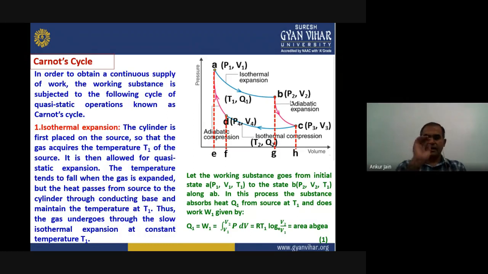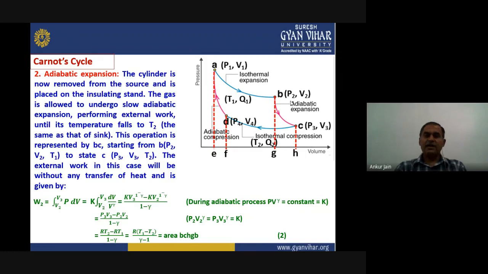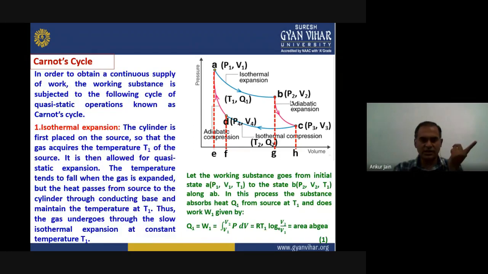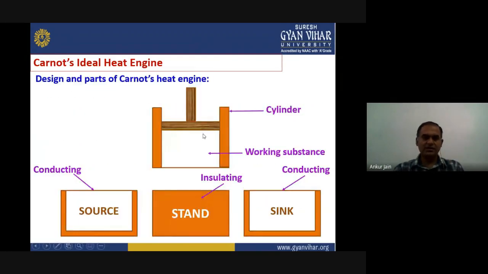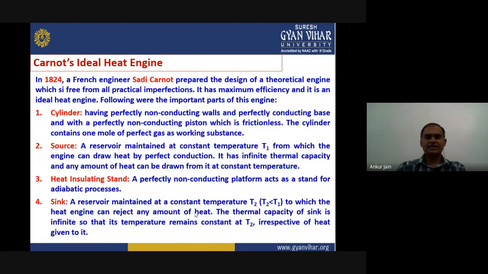Now here we are doing the second process. For this process, we are keeping the cylinder on the insulating stand. It was earlier at the source. If we recall the figure, you can see that in the first process the cylinder was kept at the source. Now in the second process, this cylinder is kept on the stand. Now if it is on the stand, what will happen?